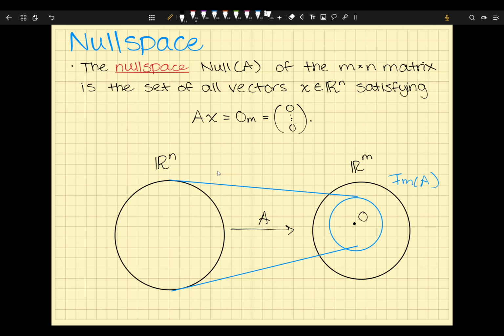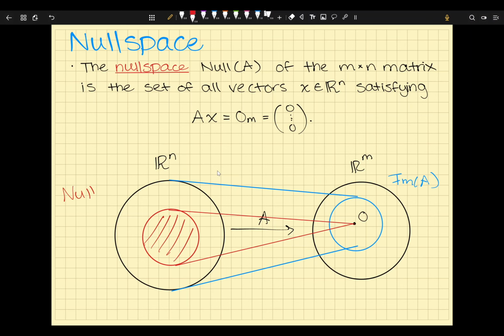And the null space is everything that gets mapped to 0. Oh, that was horrible. So everything here in the null space of A gets mapped to 0. So like all of these x's that satisfy this equation, what this is saying is that A maps x to 0.